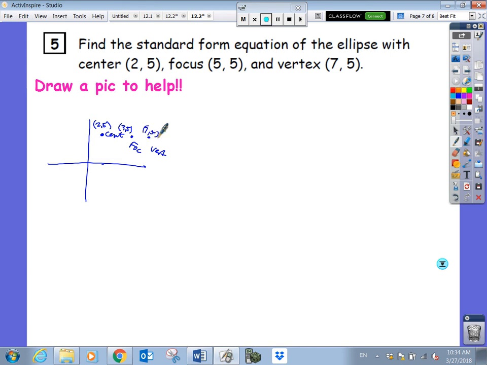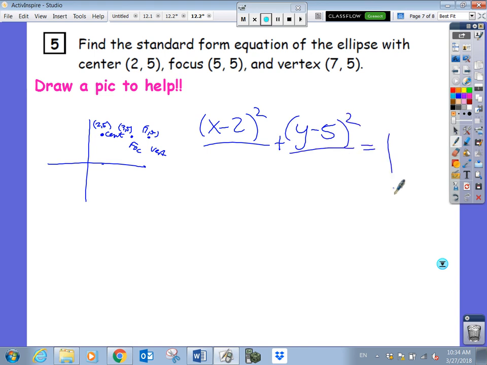Now, however much you want to draw, if you don't need to draw a picture, it is fine. I am not going to look at the picture. It's just there to help. So the center's given. So x minus 2 squared over something, y minus 5 squared over something equals 1.